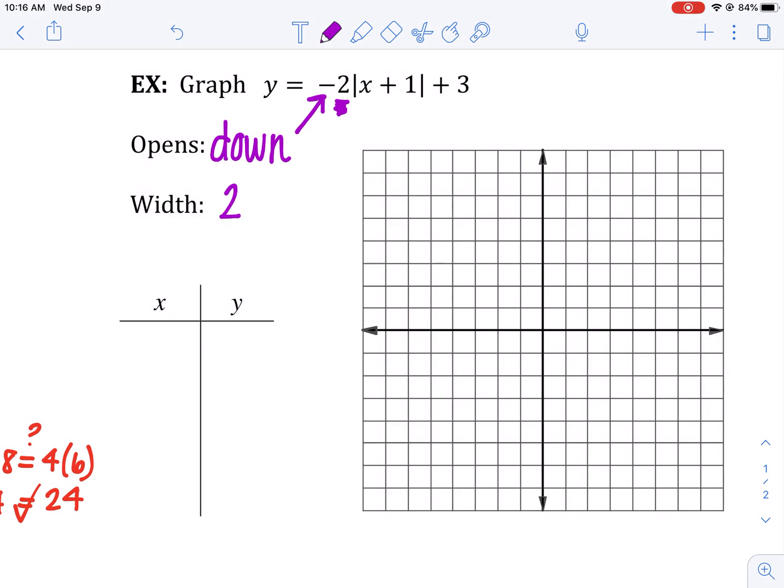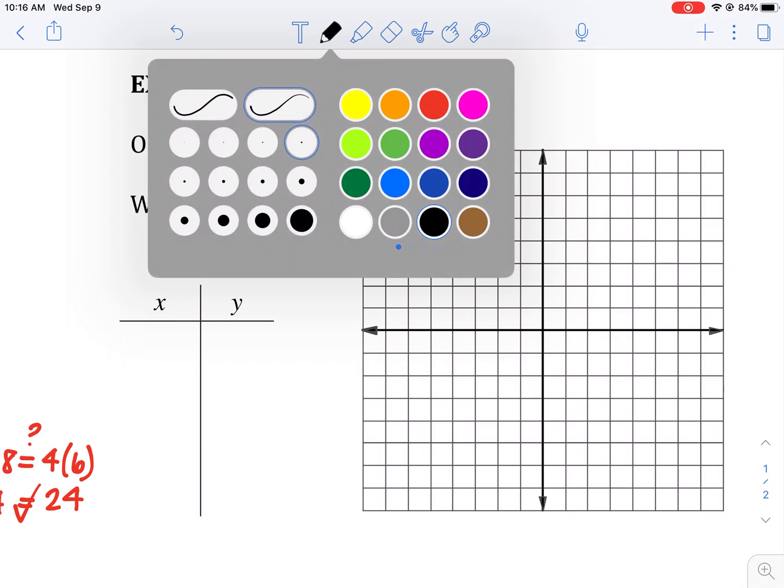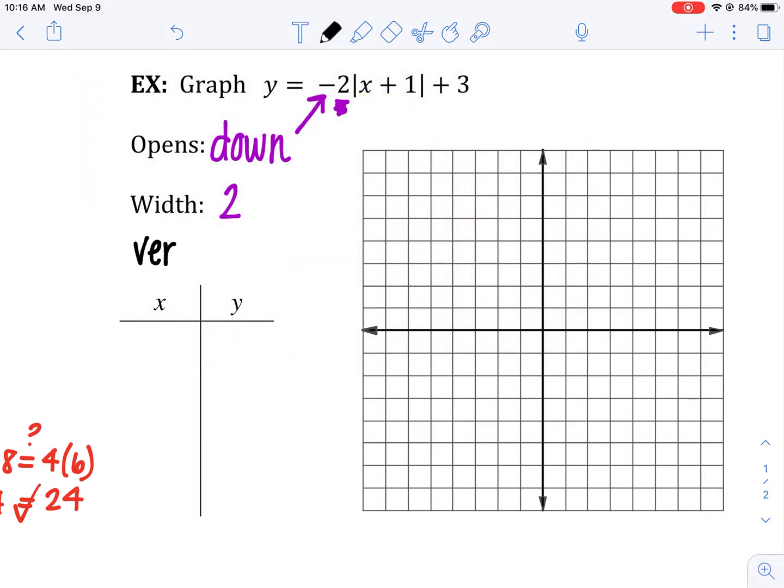I also know the vertex, and I'm actually going to write that down as a point. We'll put in our XY table, yes, but it would be -1, 3, the opposite of what's inside and the same as what's outside. Again, that should have been clear from your discovery. So I'm going to put my vertex in the middle of my points. I'm going to put even a little V next to it. I'm going to graph it, and I know it's going to open down.